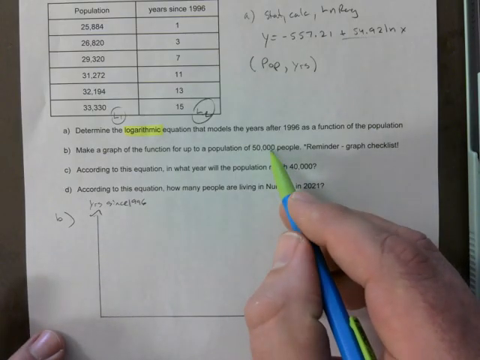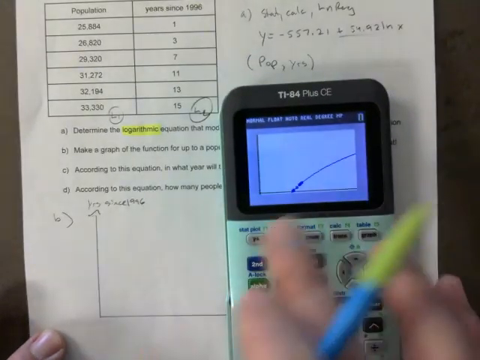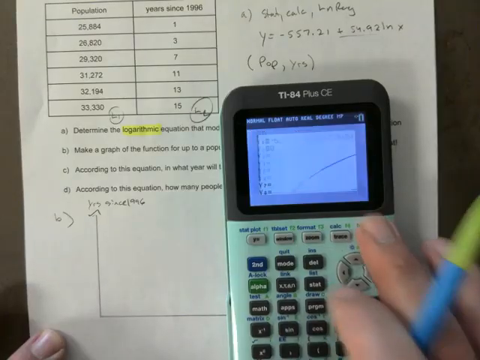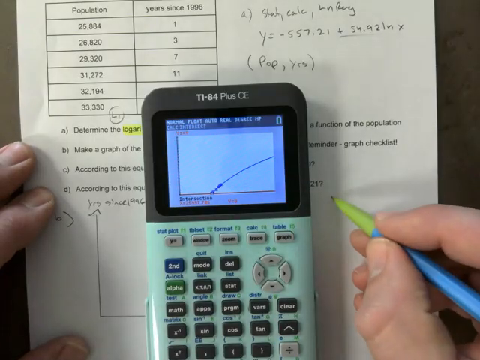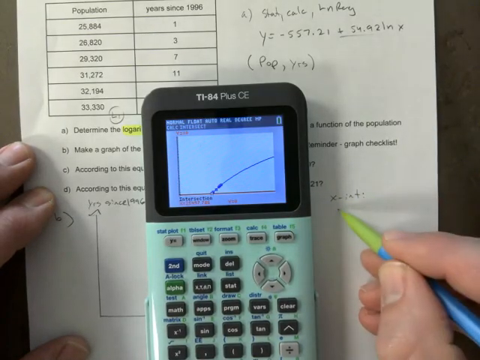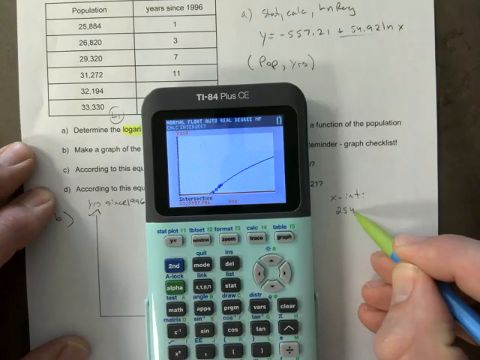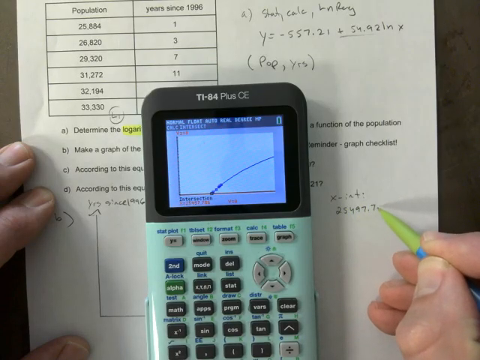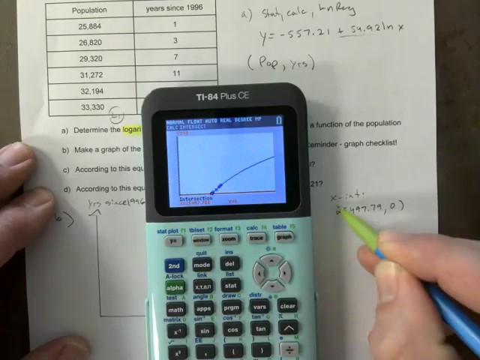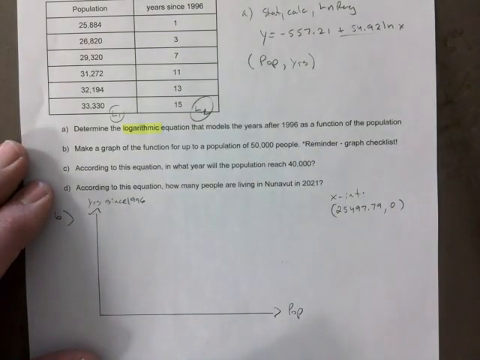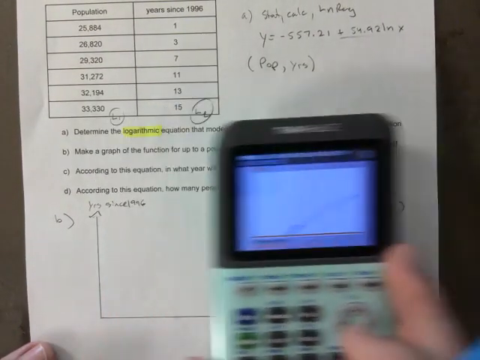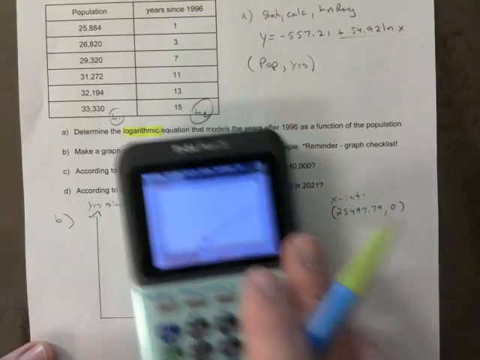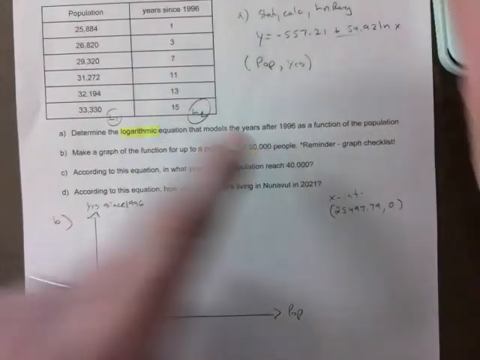Okay, I'm going to find my x-intercept for sure. Here, let's go find it. Second trace 5, enter, enter, enter. And so the x-intercept is 25,497.79. It's just a point that I want on that graph. Okay, and that is a good starting point. And I want to go all the way to the 50,000 it says here.